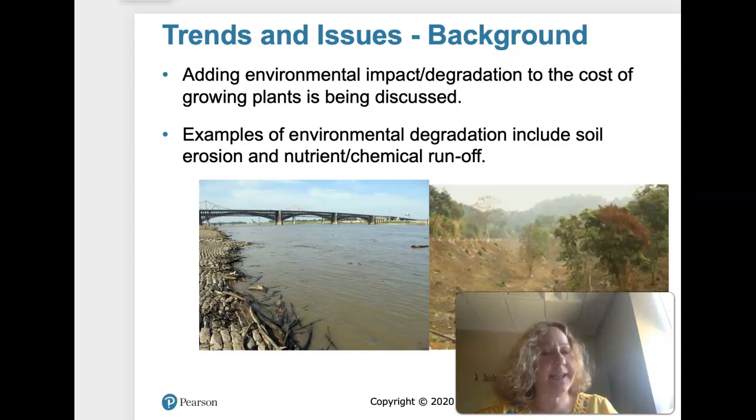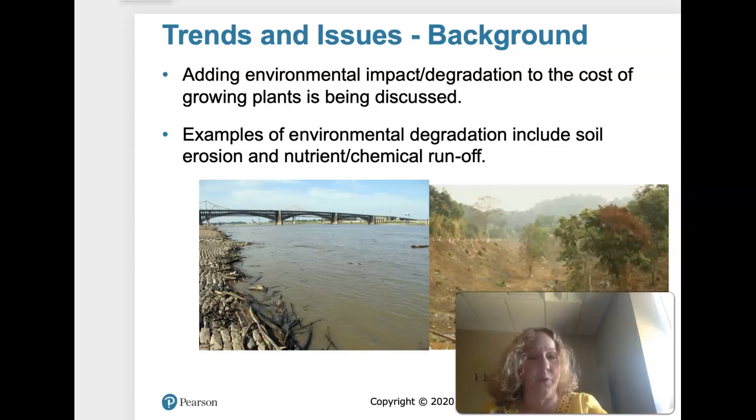Okay, trends and issues in botany, plant science in general. Mostly this revolves around erosion, environmental degradation, things we would put on plants in order to make them grow, sometimes not awesome for the environment, such as fertilizer and pesticides. So adding environmental impact and the degradation to the cost of growing plants is currently being discussed.